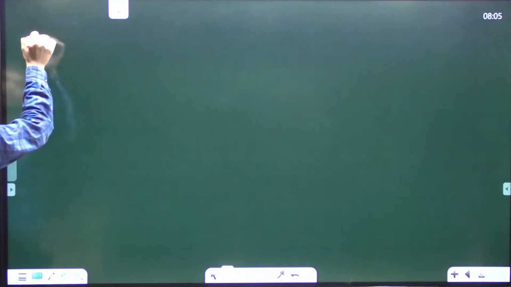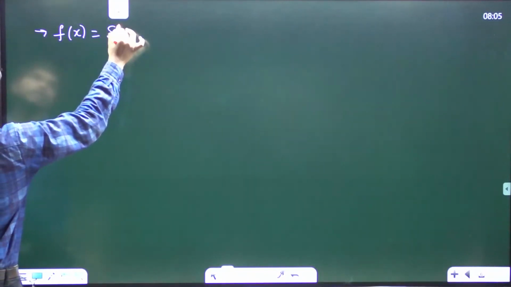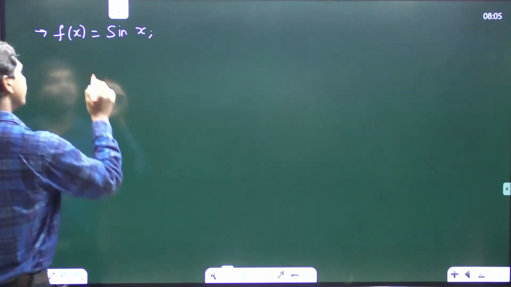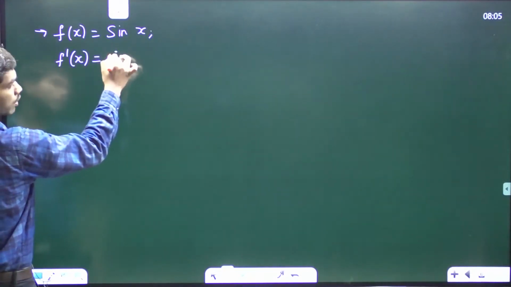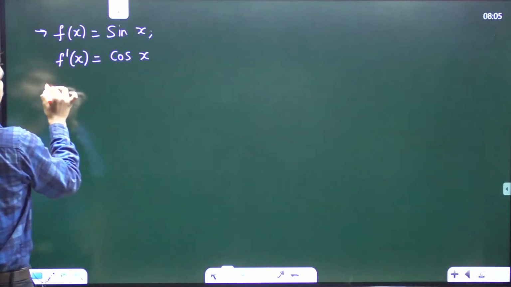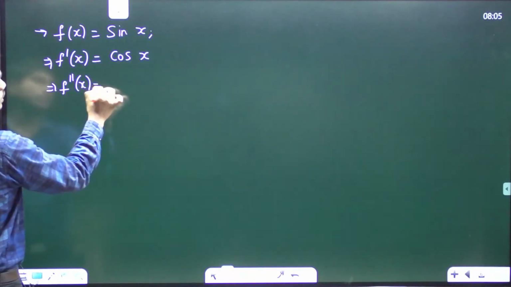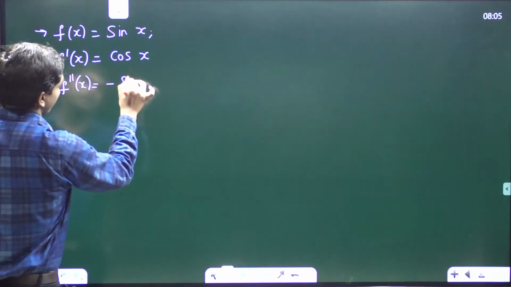Now, what if f of x is sin x? F of x is equal to sin x. Now see here carefully. If f of x is sin x, what is f dash of x? Cos x. Correct? Then this implies what is f double dash of x? Means basically what's the second derivative? Derivative of cos x is minus sin x. Correct? We have seen.